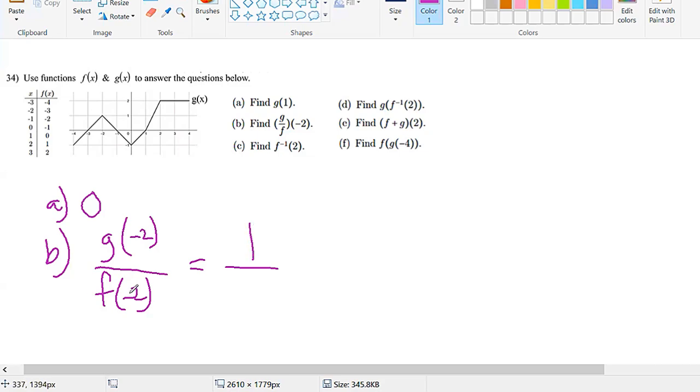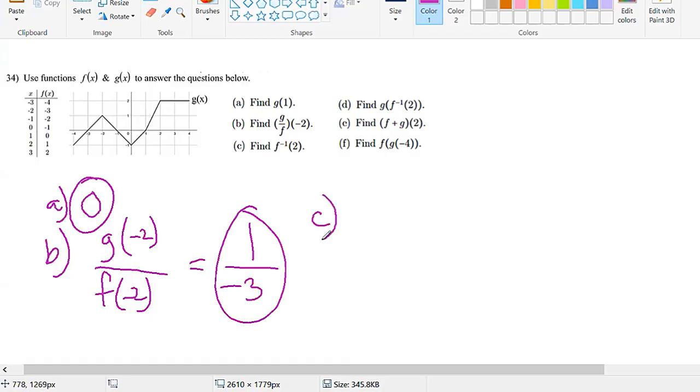What about f of negative 2? Go to table f, go to the x's, find negative 2, that's the input, and the output would be negative 3. And you're done. There's nothing else to do, so you're done with part B.